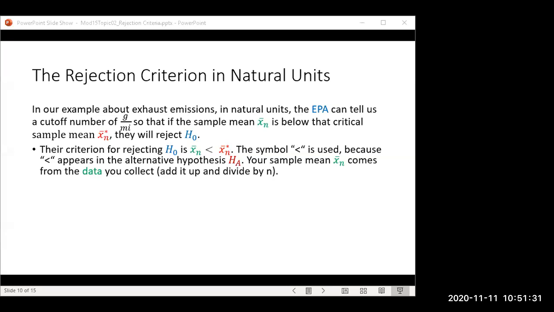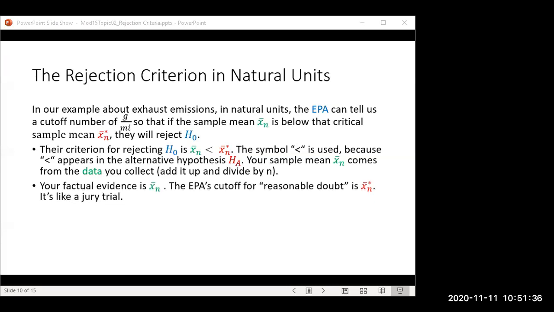If it had been a greater than in the alternative, this would be a greater than. Okay. So your factual evidence is your sample mean, and their cutoff for what makes a reasonable doubt is the critical value. It's just like a jury trial. You have to prove beyond a reasonable doubt. Somebody has to decide, so what's a reasonable doubt?